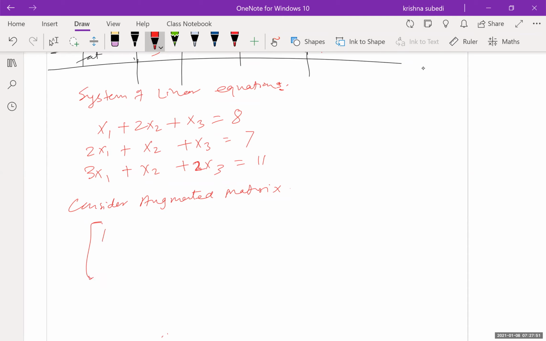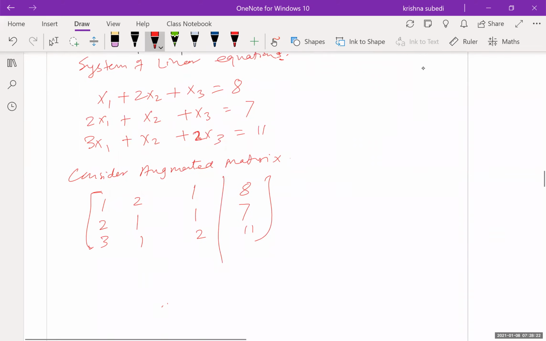So that will be 1, 2, 1, 8; 2, 1, 1, 7; 3, 1, 2, 11. Did I copy the right thing? 1, 2, 1, 8. 2, 1, 1, 7. 3, 1, 2, 11. Okay, yeah. So now, try this. Try to make this guy 0, this guy 0. Okay, and then go for it.